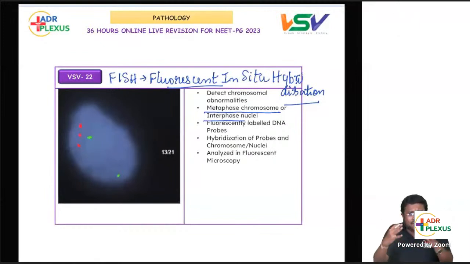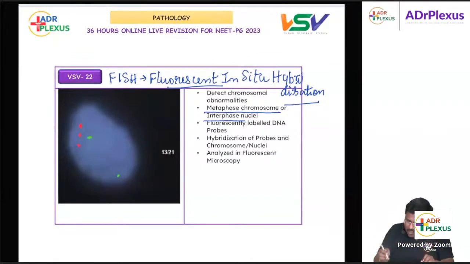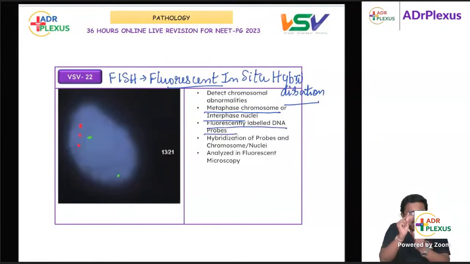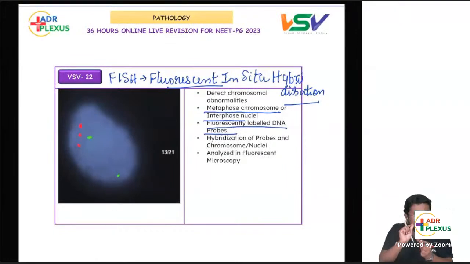So in this phase, what you will be doing is arresting the cell cycle, and there will be a chromosome spread. What you will be adding is a DNA probe, a particular DNA. You want to diagnose a particular genetic disorder or genetic abnormality. So for the suspected genetic locus, you will be adding a fluorescent dye to that DNA probe.